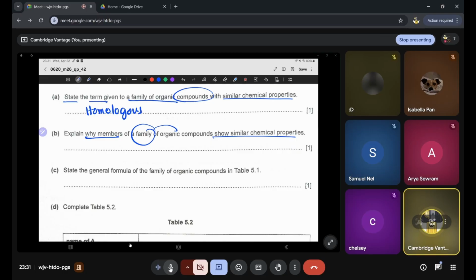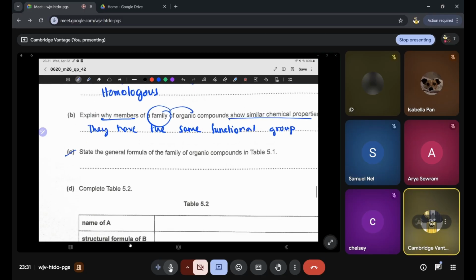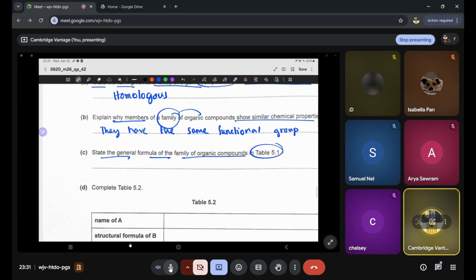And we already discussed this when we were going through homologous series, and we said that it's due to them having the same functional group. So all you have to write down is they have the same functional group. And then state the general formula of the family of organic compounds in table 5.1.